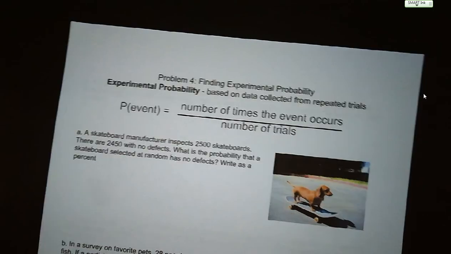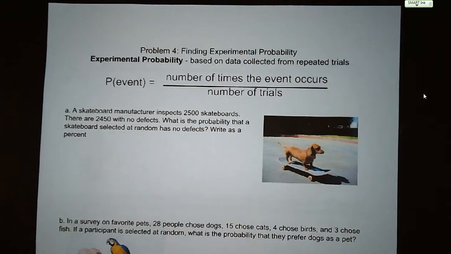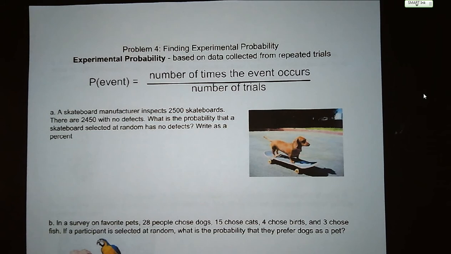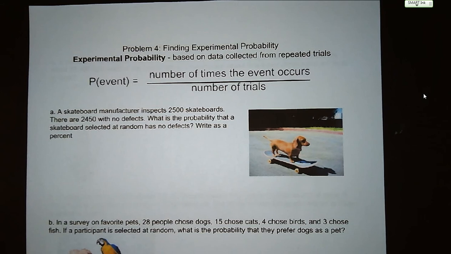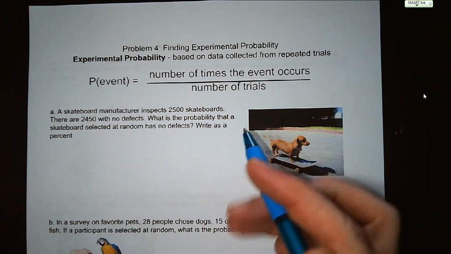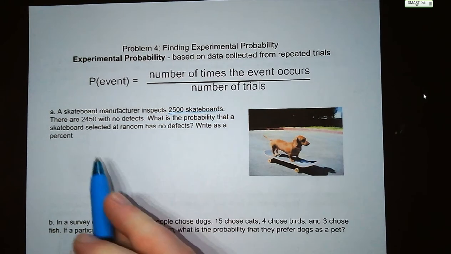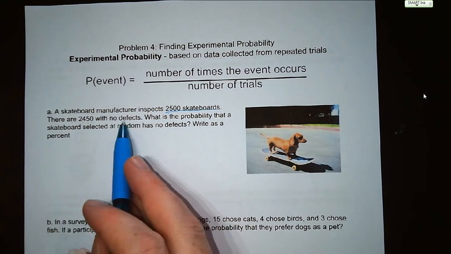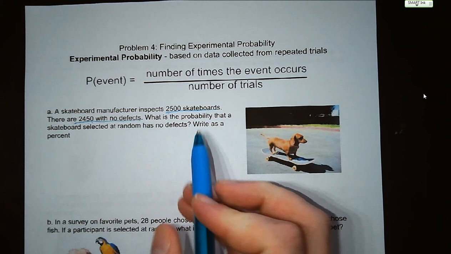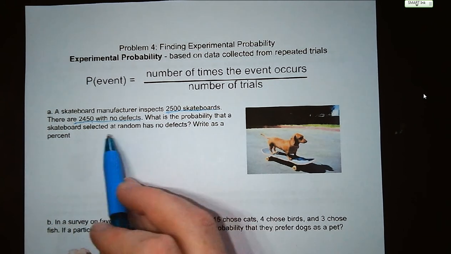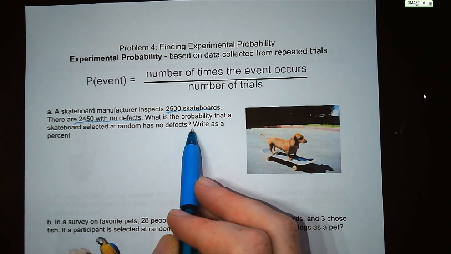All right. Finding experimental probability. Experimental probability is based on the data collected from repeated trials. So the probability of this event is the number of times the event occurs divided by the number of trials that you conducted. So a skateboard manufacturer inspects 2,500 skateboards. There are 2,450 with no defects. What is the probability that a skateboard selected at random has no defects? Write this as a percent.